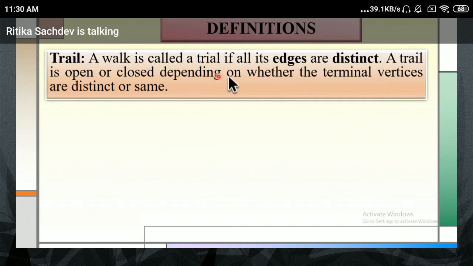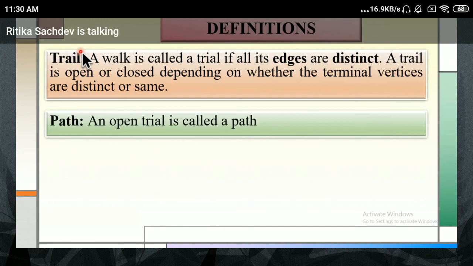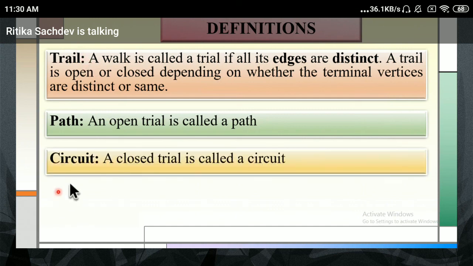A trail is open or closed depending on whether the terminal vertices are distinct or same. Trail is you're going through that path only once. You cannot go through that path again or through that particular edge again. What is a path? Path is an open trail. And if your trail is closed, we call it a circuit. Please know the difference between walk, trail, path, and circuit. What is a walk? As many number of times you want to visit the vertex, visit.